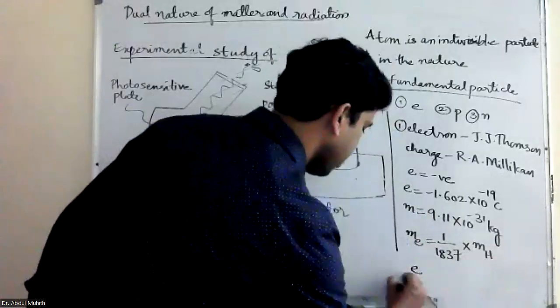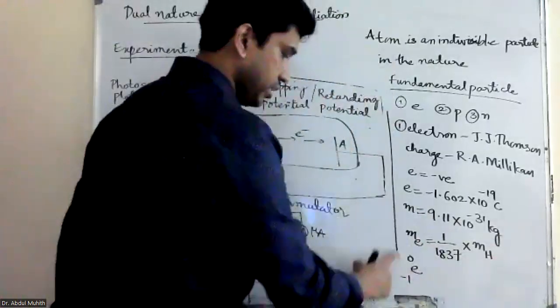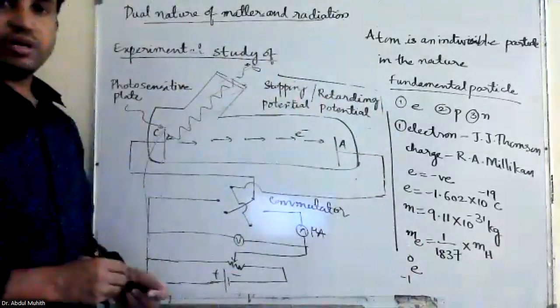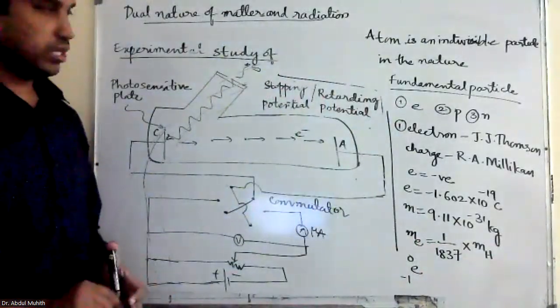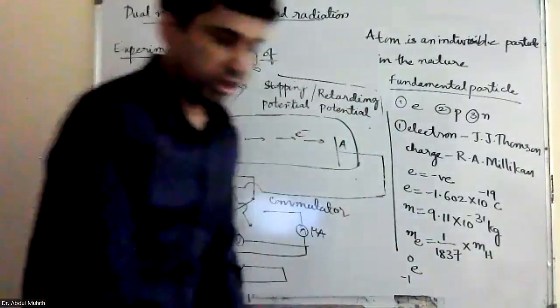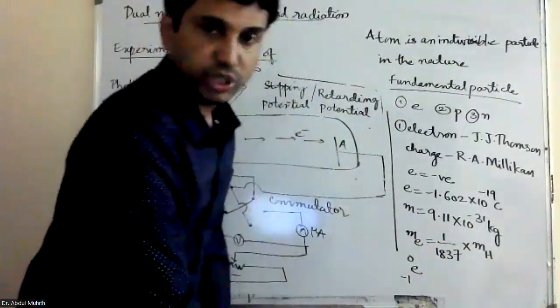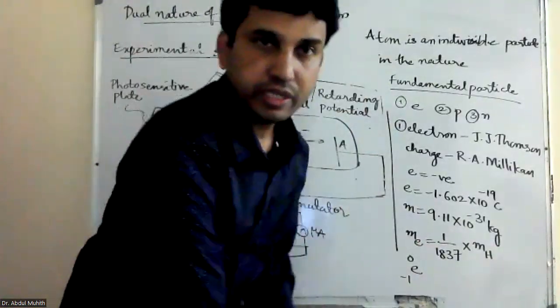The symbol is e with minus 1 and 0. Minus 1 is the charge and 0 is the mass number of an electron. Please do copy this one. Then we'll go ahead with the proton and neutron. Then we can start the specific charge of electron. Is that clear?